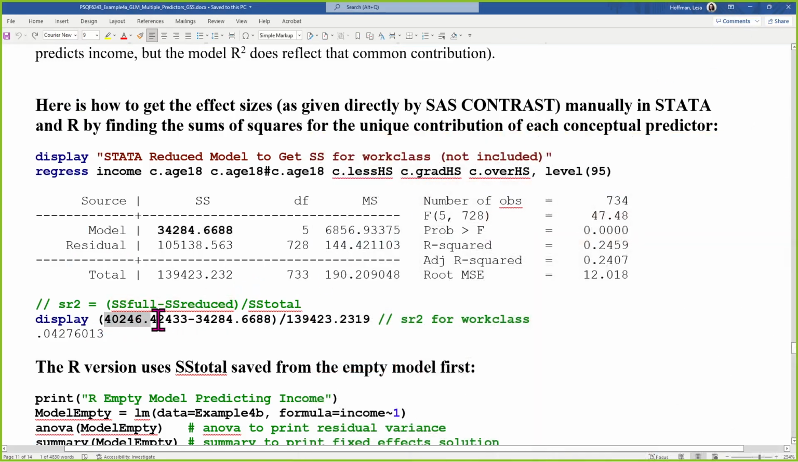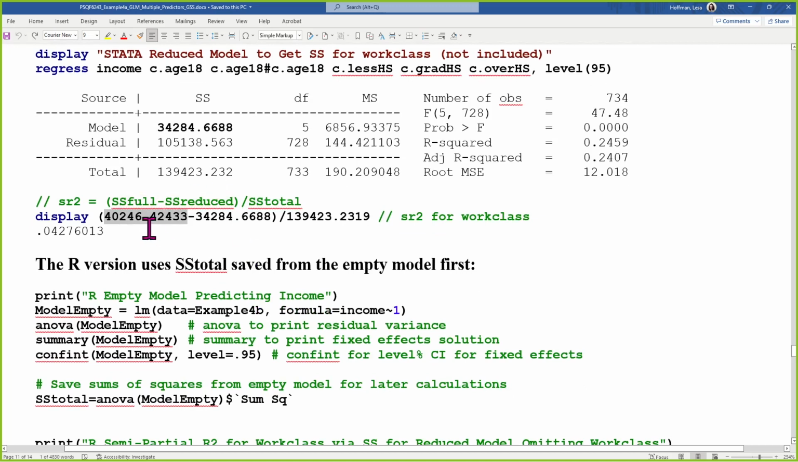So I have my sums of squares for the full model with all 7 slopes. That's the amount of information in my outcome variable that those slopes have accounted for. I'm going to subtract from it the sums of squares for my reduced model, which has everything except working class. So the difference in this numerator right here tells me the unique sums of squares that come from my 2 working class slopes specifically. And then I can divide by the total sums of squares, which is the same either way. And the number I get back then is the semi-partial eta square for those 2 slopes.